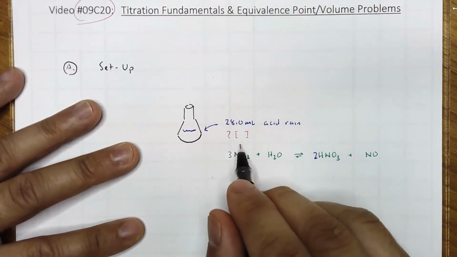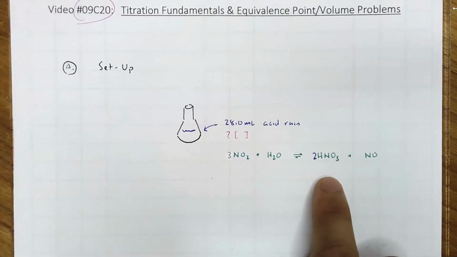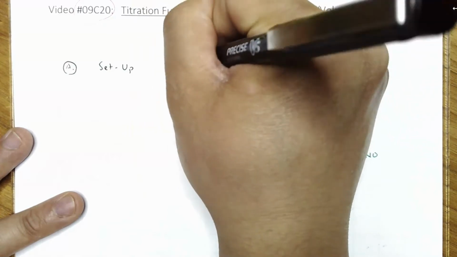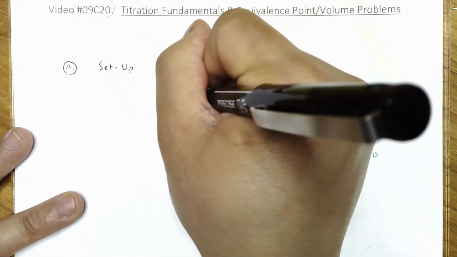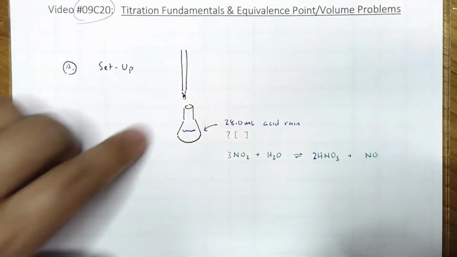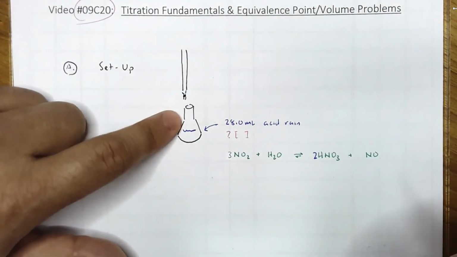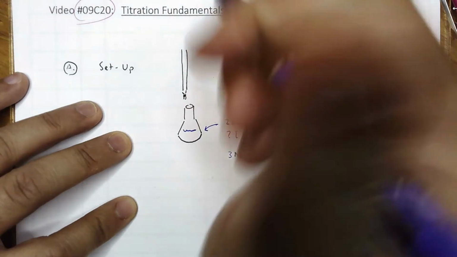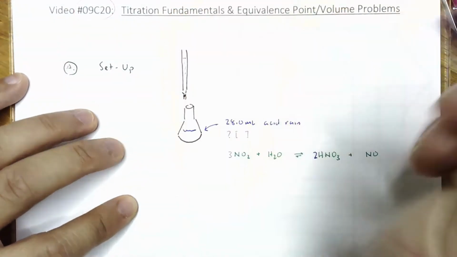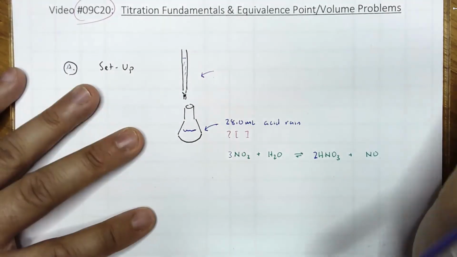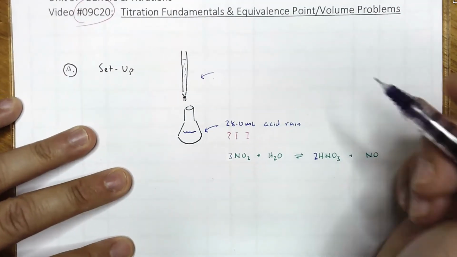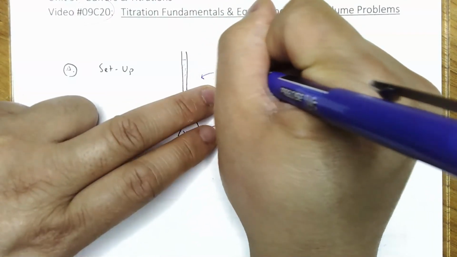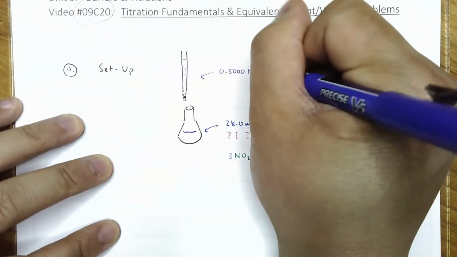We need to figure out the concentration of that acid rain, and we're going to think of it as nitric acid. What you have here is a burette filled with base. You want to make sure that you line up the Erlenmeyer flask with the burette, and the burette has base in it. That base you will make in the lab, so you have a very good idea what the concentration is. And let's say this is 0.5000, 4 significant figures, of NaOH.